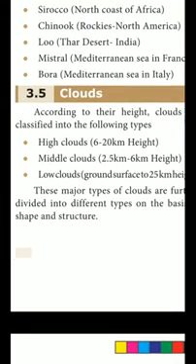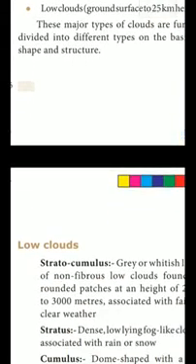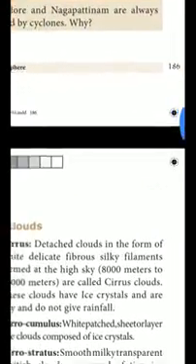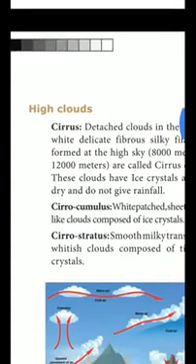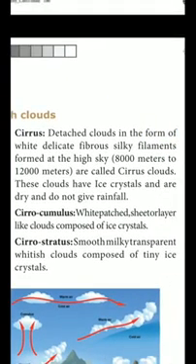So these major types of clouds are further divided into different types on the basis of shape and structure. Under each heading, again it was divided into several different types. First of all, we can see about this high cloud. Okay, first one, high cloud. Under high cloud, there are three types. They are cirrus, cirrocumulus and cirrostratus. Okay, students. First one, cirrus. What do you know about this cirrus?